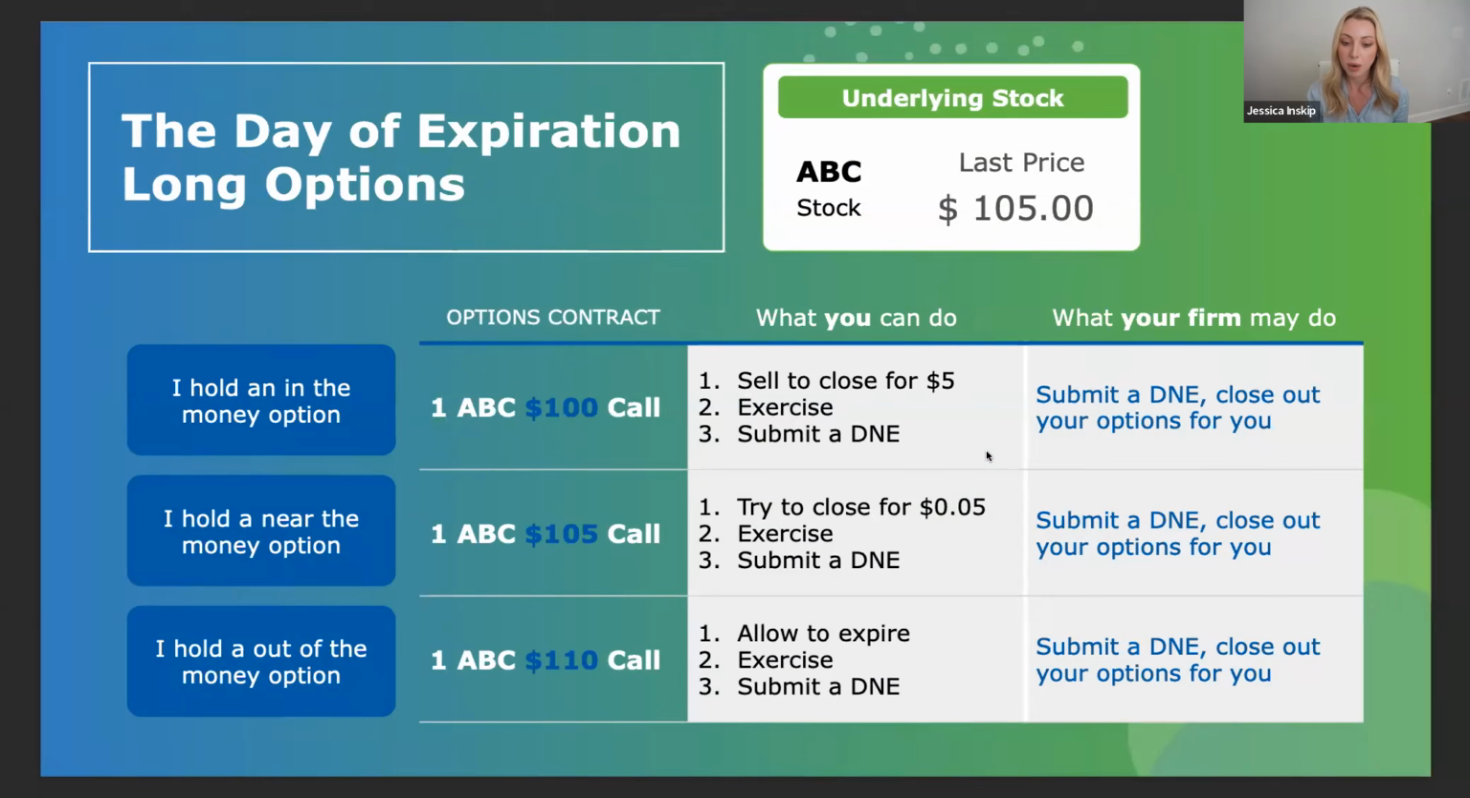So I want to talk about what happens the day of expiration. So now we're on expiration and you're a long option holder. I've got the example of a call, but utilizing in the money, near the money, or out of the money. You can think of it in relative terms with a put as well.